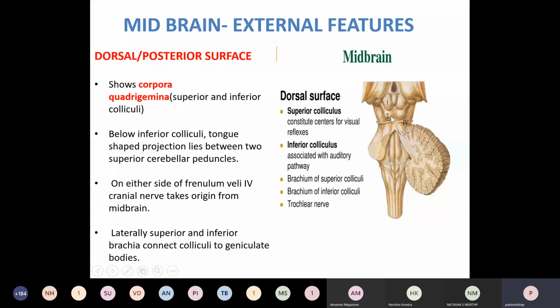Just beneath and in between the two inferior colliculi, there is a tongue-like projection called the frenulum veli. From this frenulum veli, the fourth cranial nerve arises and reaches laterally, emerging through the ventral surface. So as I said, this is the fourth cranial nerve which is arising from the dorsal surface. Rest of the cranial nerves are arising from the ventral surface.